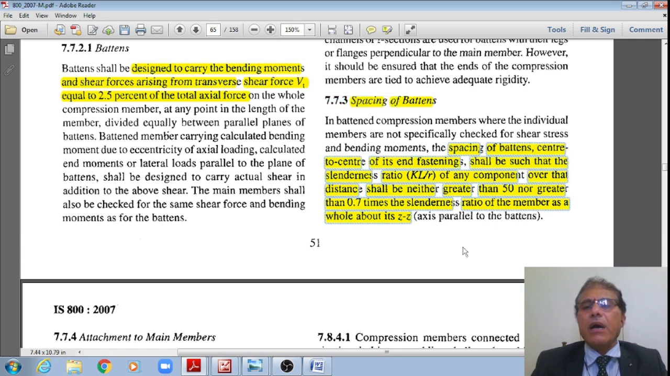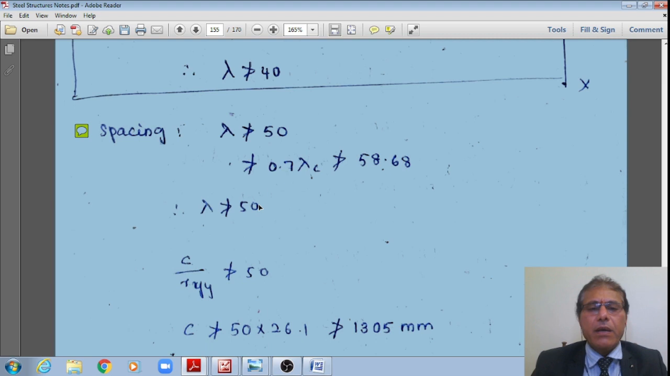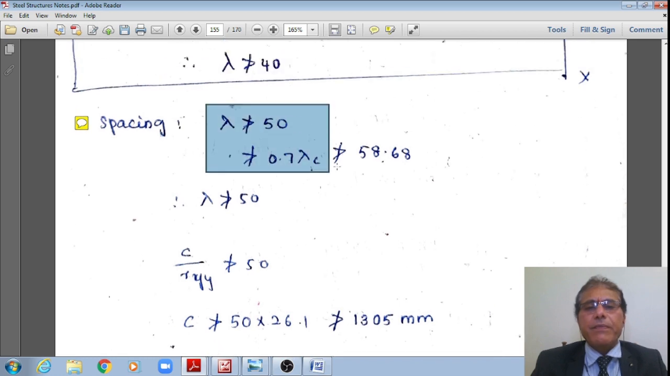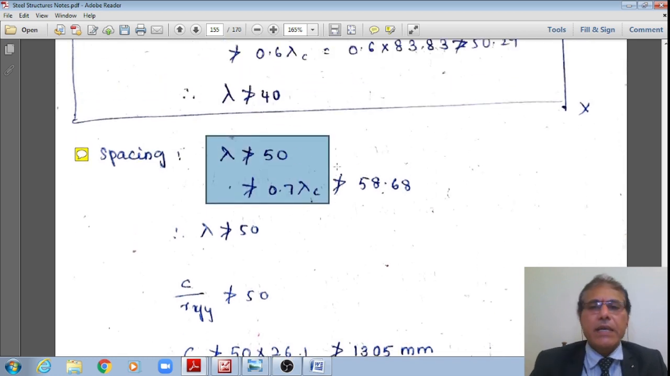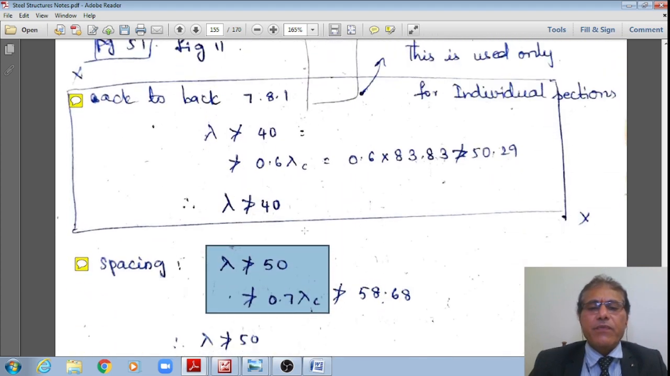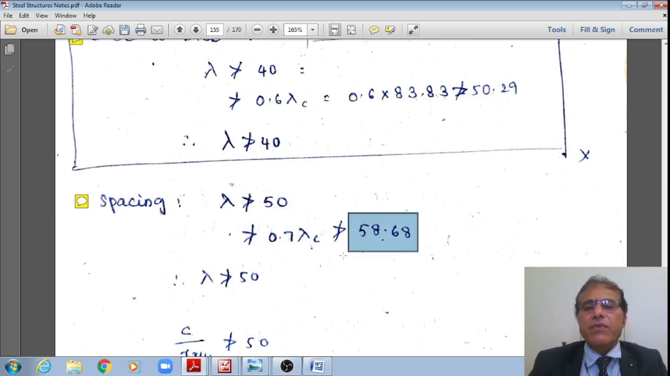KL by R of any component over that distance shall neither be greater than 50 nor greater than 0.7 times the slenderness ratio of the member as a whole about the major axis, ZZ axis. Therefore, substituting the numeric values, lambda is not greater than 50 or 0.7 multiplied by the slenderness ratio. Just now we got this value equal to 83.3. Therefore, 83.3 multiplied by 0.7 works out to 58.68.